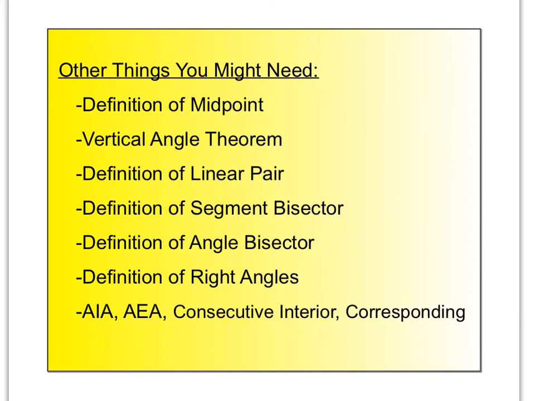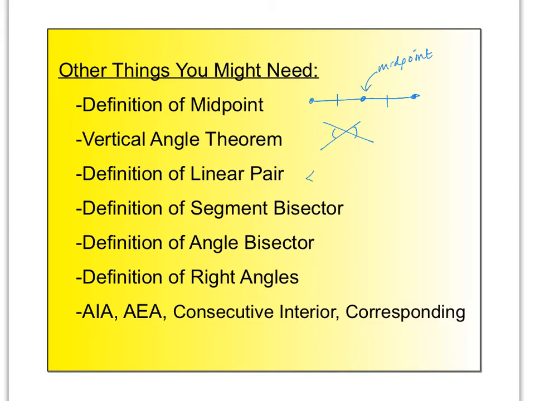Finally, you might have to use some of these things in your proofs as well. The first one, definition of midpoint. Remember, if you have a segment and you know that you have its midpoint, the two smaller parts are going to be congruent to each other. This would be the midpoint, right? So the midpoint means it cuts that segment in equal halves. Next one, vertical angle theorem. Remember, the vertical angle theorem just says that angles across from each other are the same size.